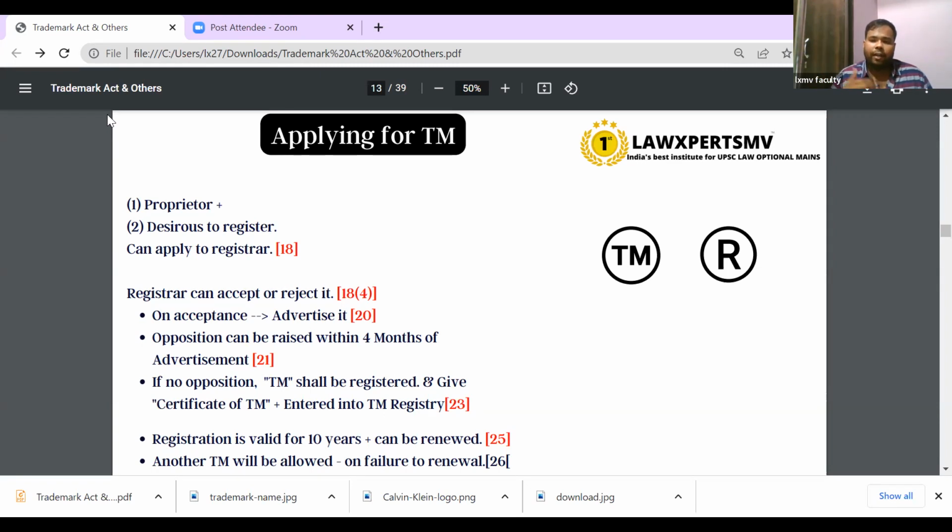And whenever such an advertisement is given, anyone who has any opposition over it has to go to the registrar and give their opposition.